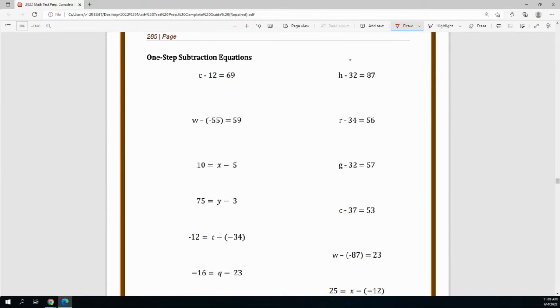One-step subtraction equations. Subtraction is no different from addition. The only thing is that you're subtracting, so you would do the opposite of subtracting, which is adding. For instance, if you have some money and I take $4 from you, now you have $12.